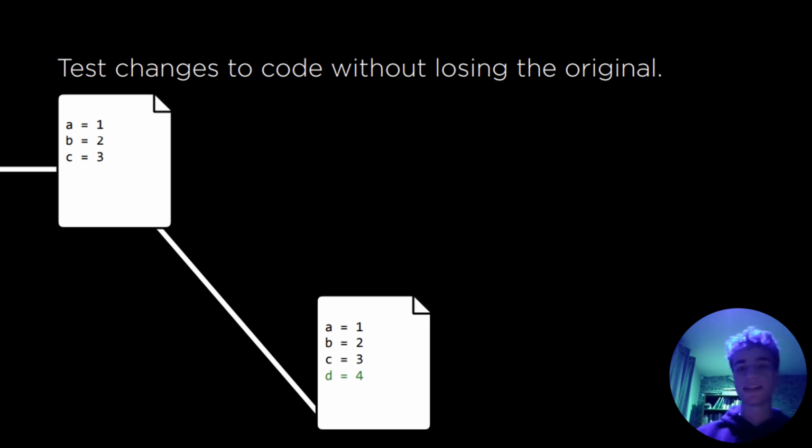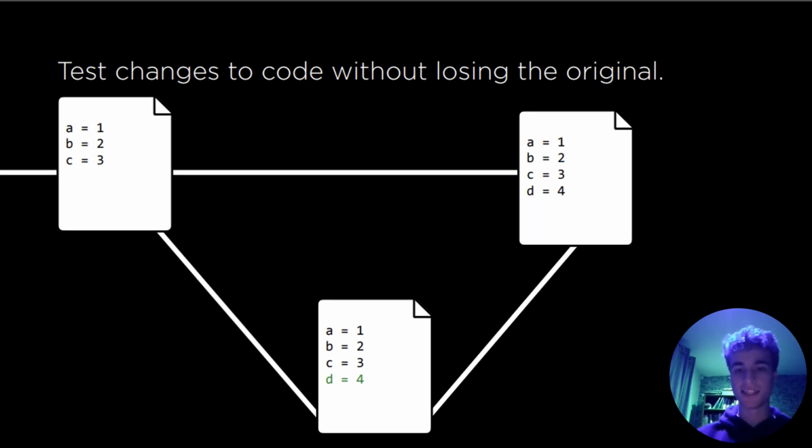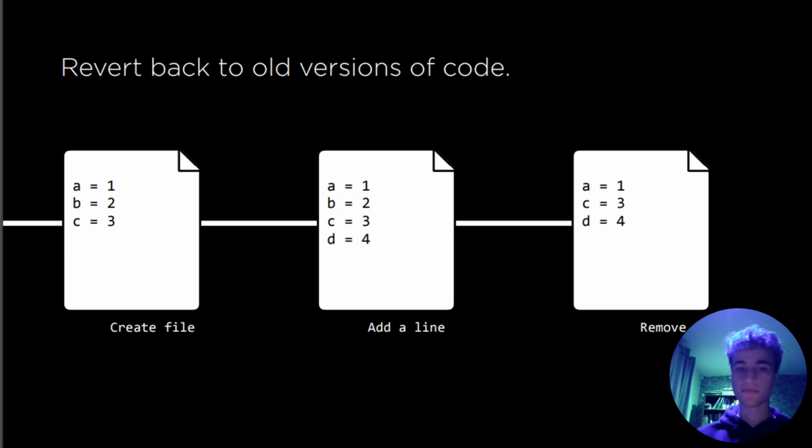But if we say, okay, yes, the code is working, then we can push it to the official code, which is stored in the server, which you can see here. So we can test changes of code while still keeping track of the original version. And that's another key advantage with Git.